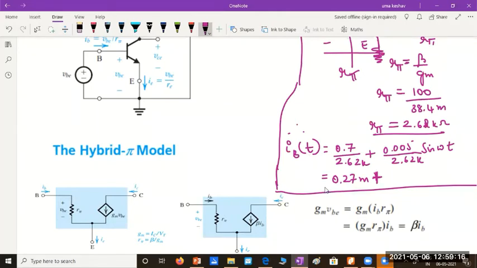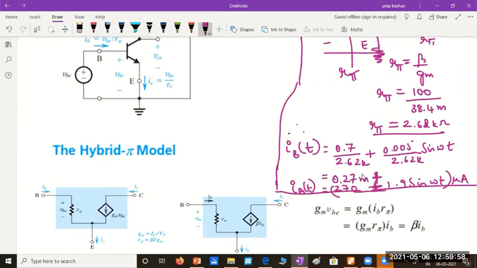Okay, can I write this both in micro then? So this is approximately 270 micro, or I'll say 270 plus 1.9 sine omega t. Everything is in microamperes. Remember, it is a current IB of t. The total base current IB of t is defined as 270 plus 1.9 sine omega t. All numbers are in micro.